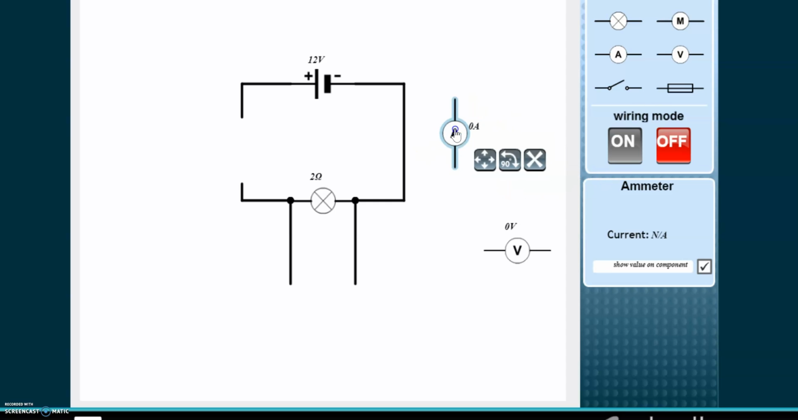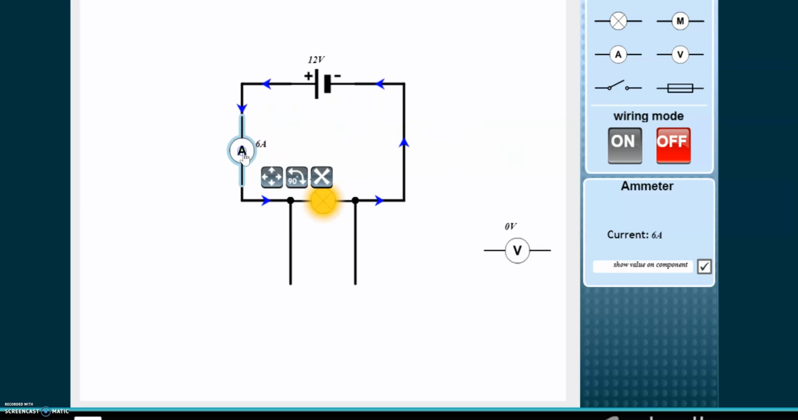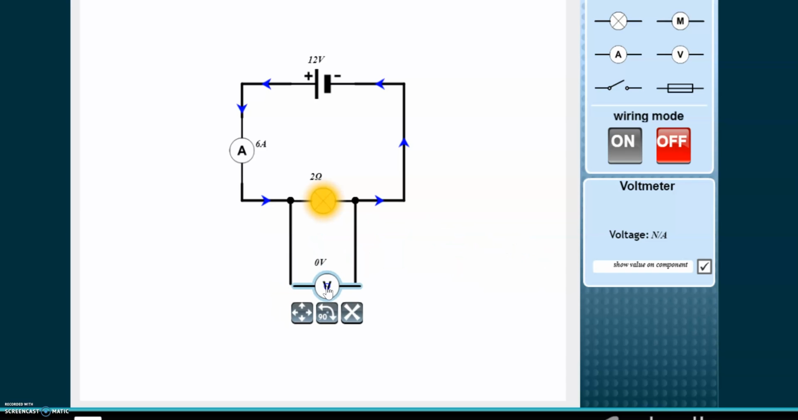The current can be measured using one of these, which is an ammeter, but they've got to be connected in series. That means in the flow of the circuit. So you can see the electrons are flowing around this way. Well, they're not actually, but that's how we use the arrows. We'll talk about that in a minute. And the voltmeter measures the voltage, but this has got to be connected in parallel across the thing you want to measure. So say I want the voltage of this bulb. See how it's connected in parallel, and it's giving me a reading of 12 volts for that and 6 amps for that.